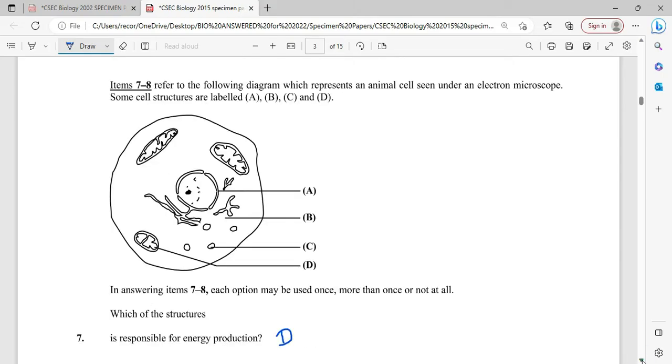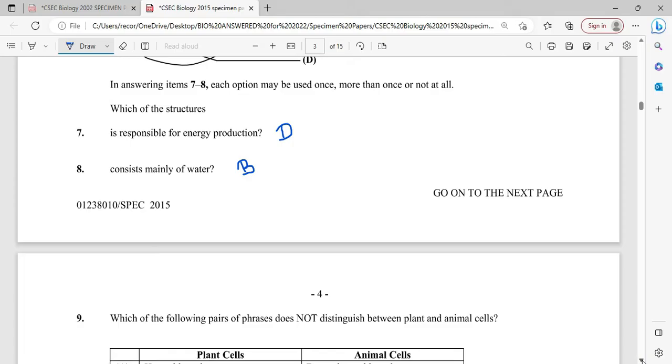Items 7 and 8 refer to the following diagram, which represents an animal cell seen under an electron microscope. Some cell structures are labeled. A is the nucleus, B the cytoplasm, C the vacuole, and of course D is going to be the mitochondria. In answering these items, each option may be used once, more than once, or not at all. Which of the structures is responsible for energy? That's going to be D, the mitochondria. Consists mainly of water? That's going to be B, the cytoplasm.